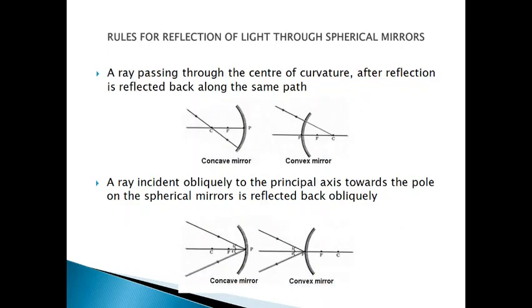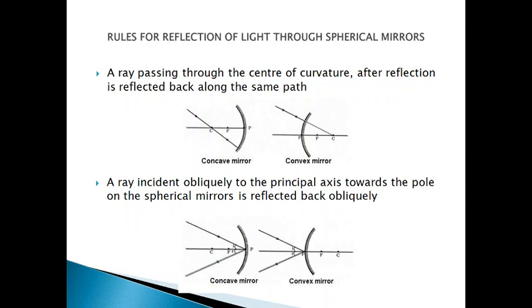So, the third rule states that the ray of light passing through the center of curvature of the concave mirror is reflected back along the same path. In case of convex mirror also, this is the figure for the convex mirror. The ray of light passing through the center of curvature of the convex mirror is reflected back along the same path. Please take care of the arrows while drawing the ray diagrams.